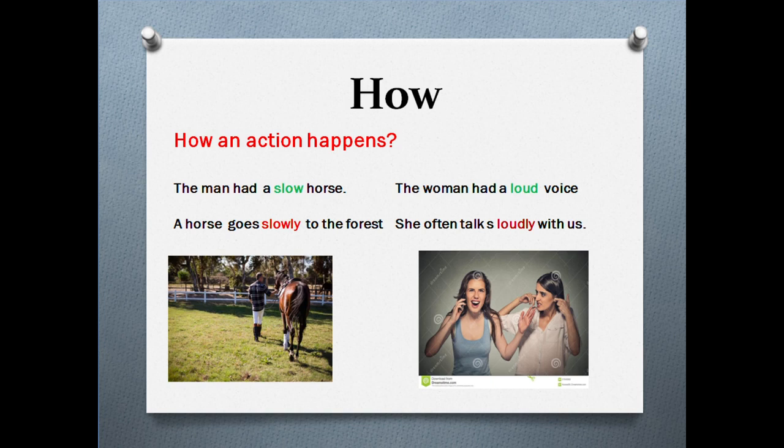How an action happens. The man had a slow horse. A horse goes slowly to the forest. The woman had a loud voice. She often talks loudly with us. There are the adverbs slowly and loudly. Okay, go ahead.